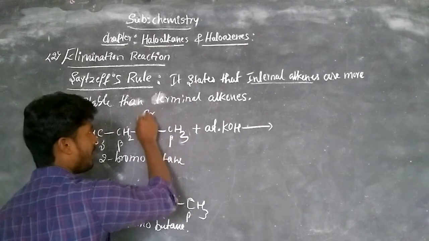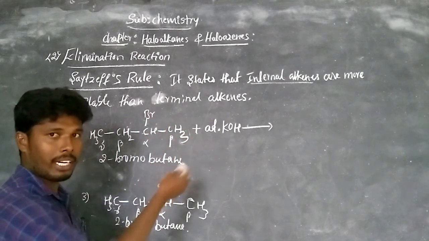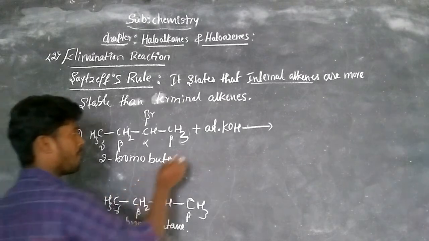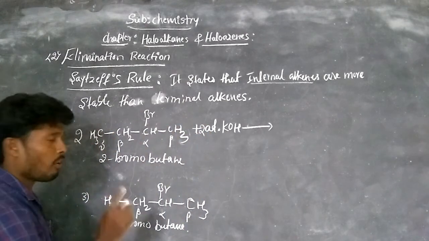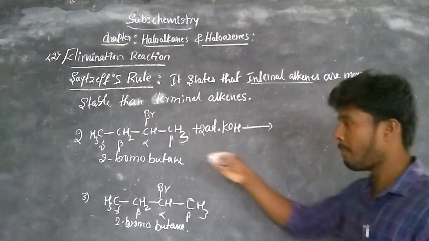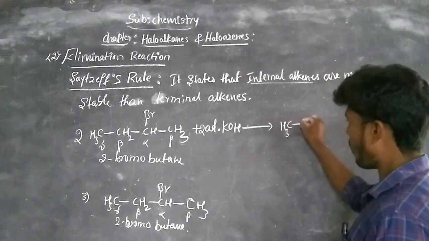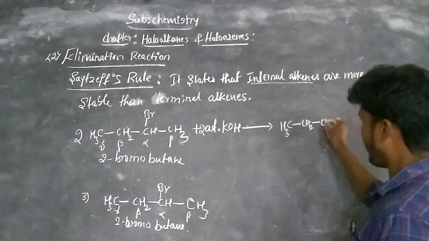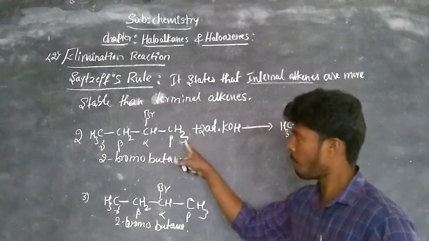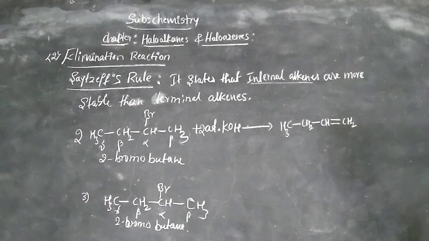These two get eliminated to give one compound. If one hydrogen from the other side and bromine are eliminated, you get another compound. Take 2 equivalents to balance the chemical equation. Now observe, one bromine and hydrogen are eliminated. You get CH3-CH2-CH=CH2. One hydrogen from here and bromine eliminated gives this compound, plus KBr or HBr.